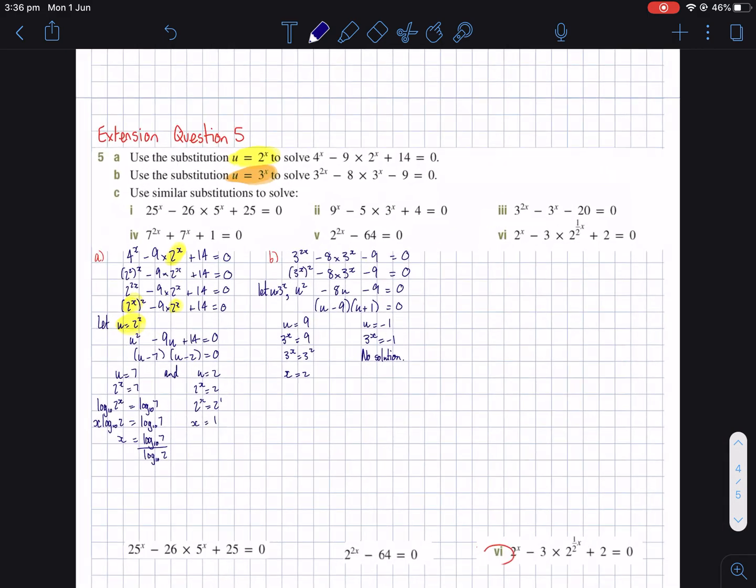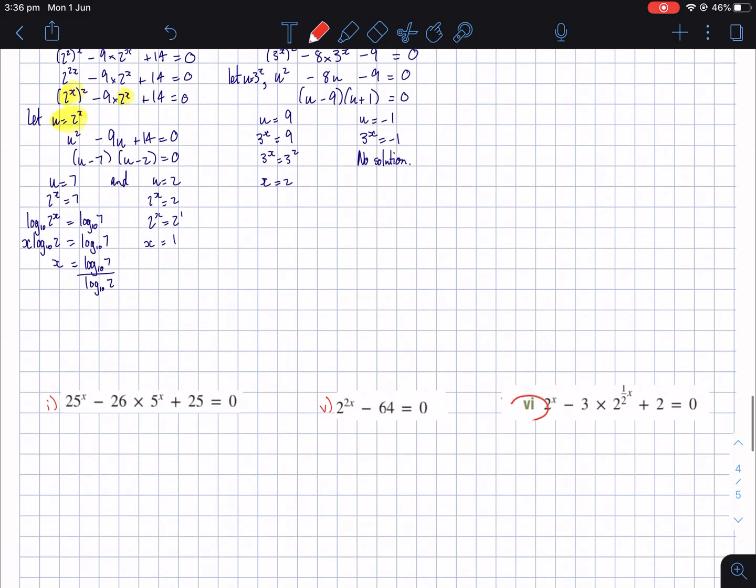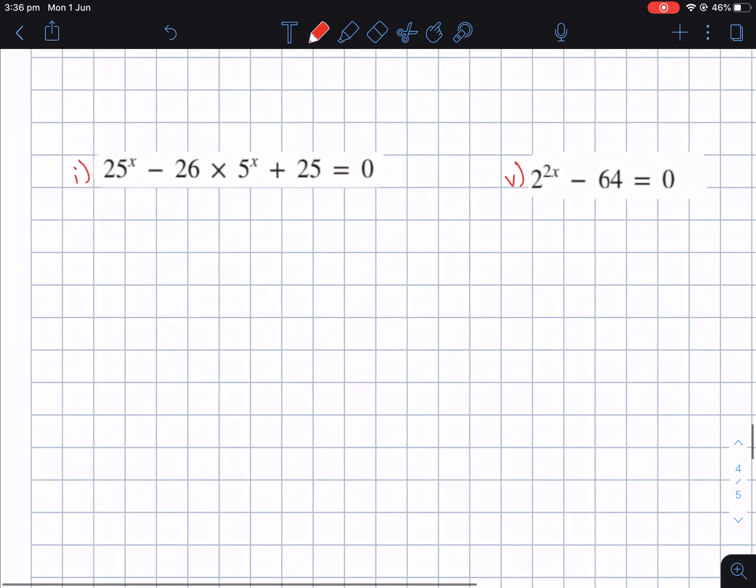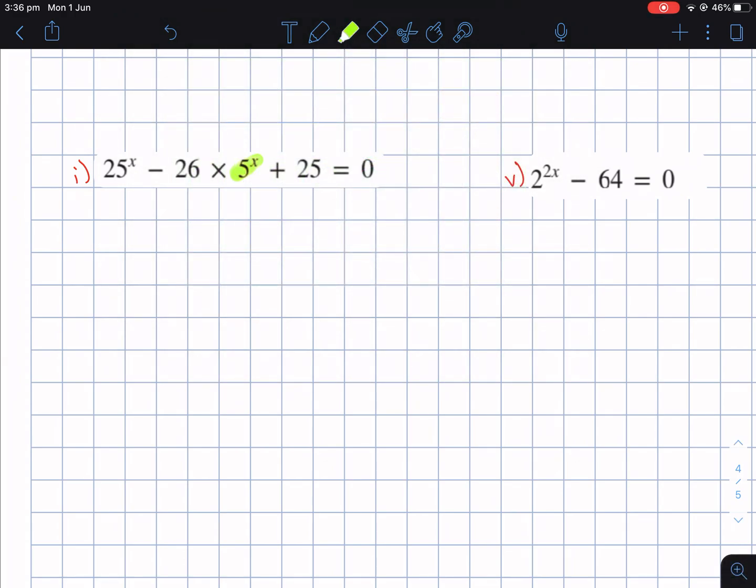So they weren't too hard. I've asked you to do certain ones from C, so I've asked you to do I, this one looks like V, and this one looks like VI. So I is fairly straightforward. You can see right away that we've got a 5 to the x here, so I'm going to try and rewrite this one. And you know 25 is just 5 squared, yeah? So this is the same as 5 to the x squared.